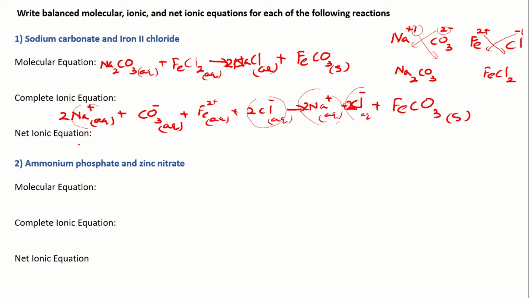Your net ionic equation is iron Fe2+ and carbonate, giving you iron carbonate. Right. Go ahead and try the second one as well.